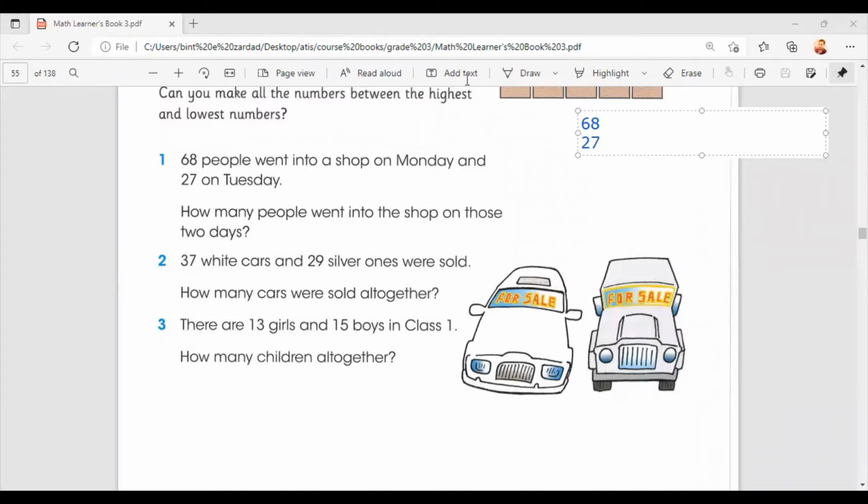8 plus 7, 15. 5 here, 1 carry. 6 plus 2, 8, 8 plus 3. This is how we are doing addition. All other questions are like this, question number 2 and 3. Let us move to the next part.